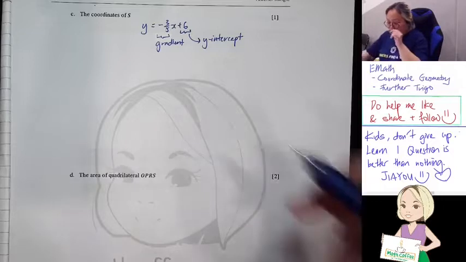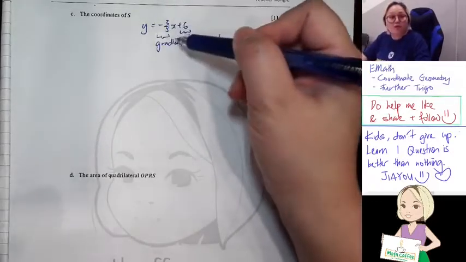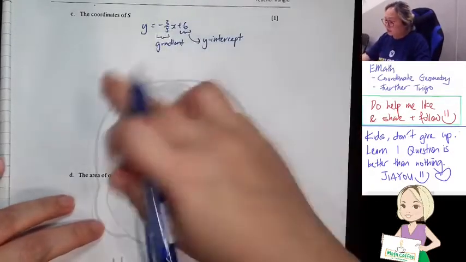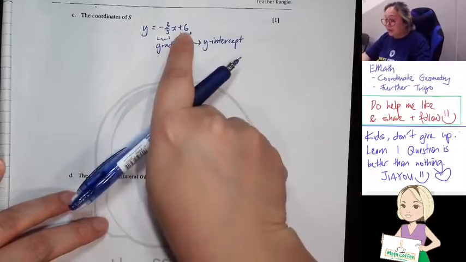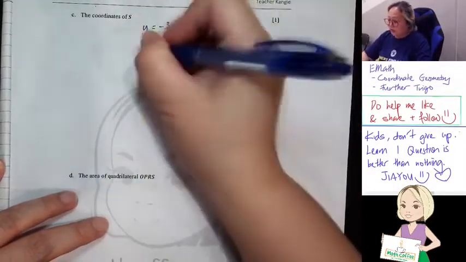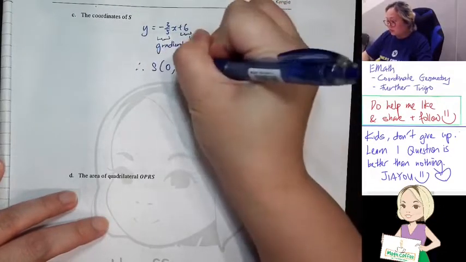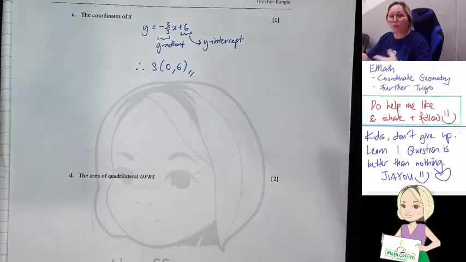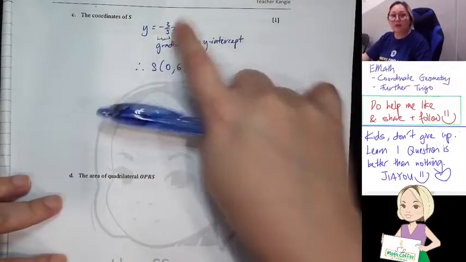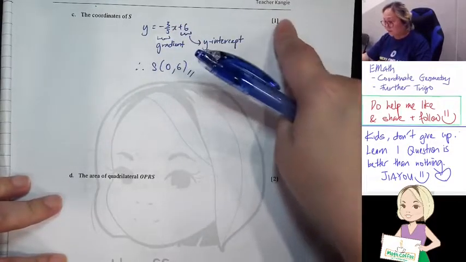So then after that, y equals to minus 3/5 x plus 6. Let's proceed. That means I know my y-intercept is 6. So therefore, straight away you will know my s is 0, 6. You don't have to do any working because we already know y-intercept is 6. That's why it's only 1 mark.